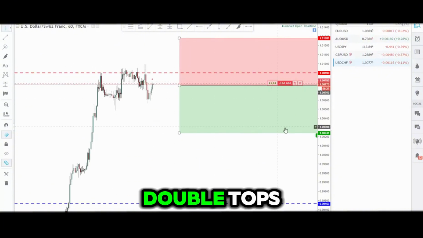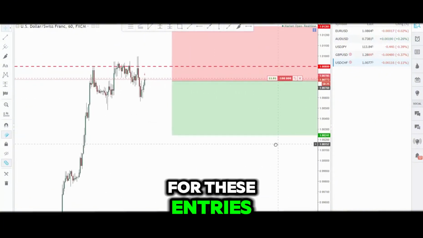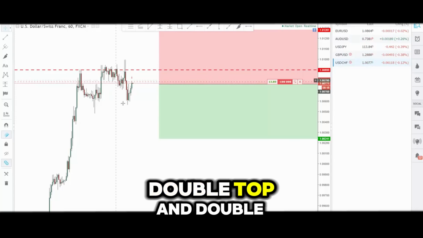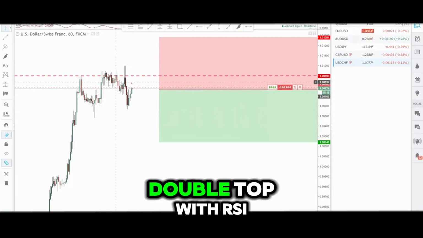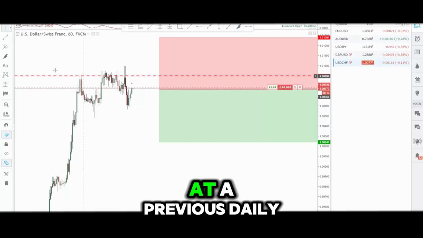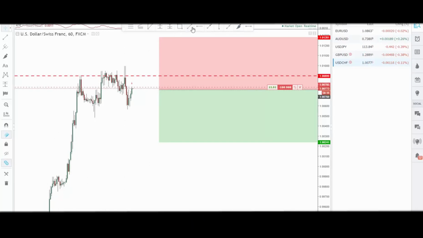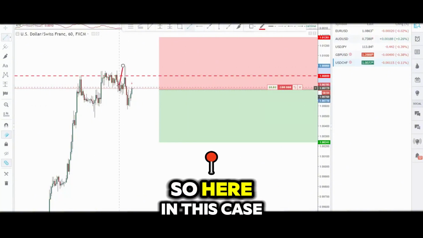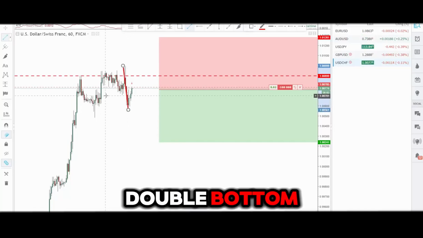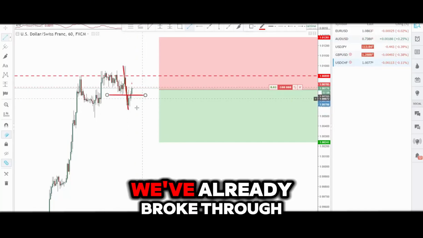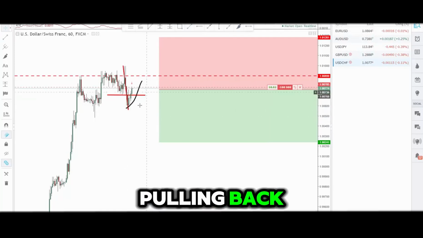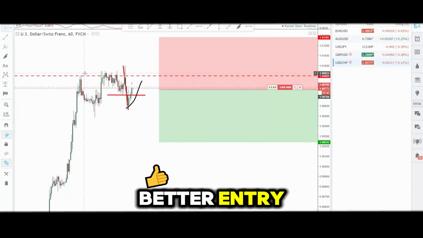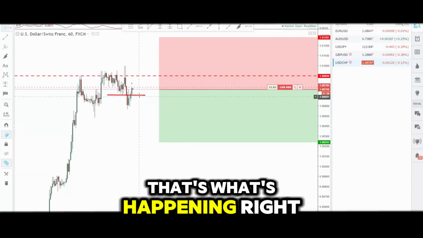And guys, it doesn't just have to be double tops and double bottoms to use for these entries. Of course, you can backtest your own entry reason, but you can also add filters to the double top and double bottom, such as having a double top with RSI divergence and a previous daily level of structure, or the break of a neckline and a pullback, like we see here. So here, in this case, we've already broke through the double top, we've already broke through the neckline, and now this market's pulling back. You could create a strategy that took advantage of this pullback in order to get a better entry on these structure-based trades.